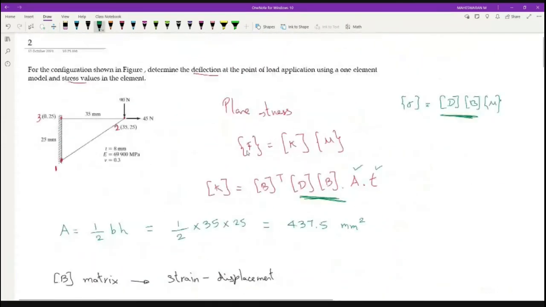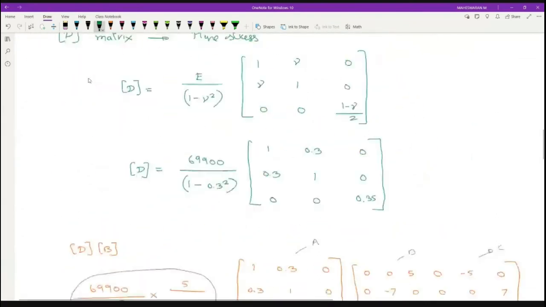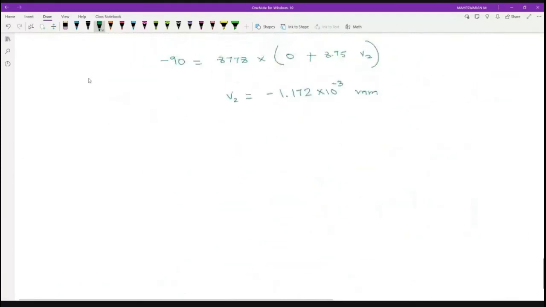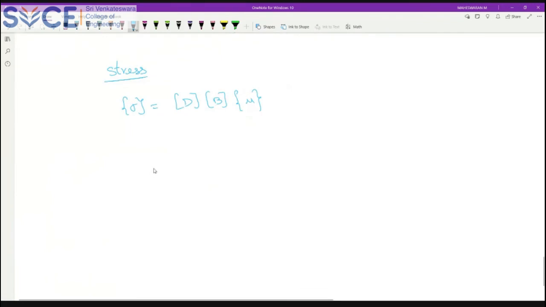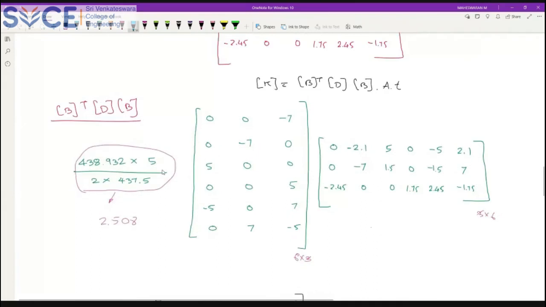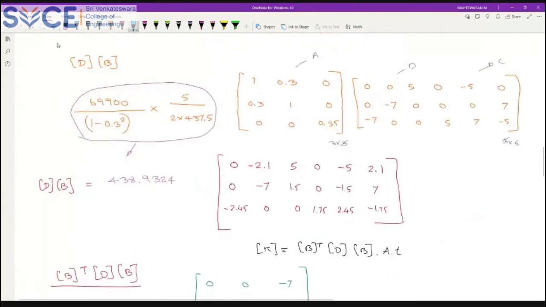The first part is identifying the deflection. Now they are also asking for the stress values. To identify the stress values, now I have identified my deflection. You know the formula: stress is DB matrix into U, right? This is my formula for stress. You already know what your DB matrix is. This is my DB matrix, so I will consider this term for identifying the stress.